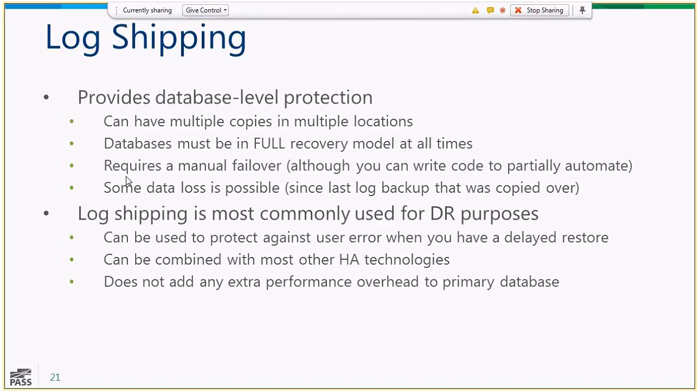And with most of these other things, like if you're using database mirroring for HA, you could also use log shipping at the same time for DR purposes. The nice thing about log shipping is it doesn't add any extra overhead to your primary database, because you're having to take transaction log backups anyway. All you're doing with log shipping is copying them somewhere else and restoring them somewhere else, and none of that affects the primary database, unlike some of these other things like Always On availability groups that put extra load on your primary read-write database.